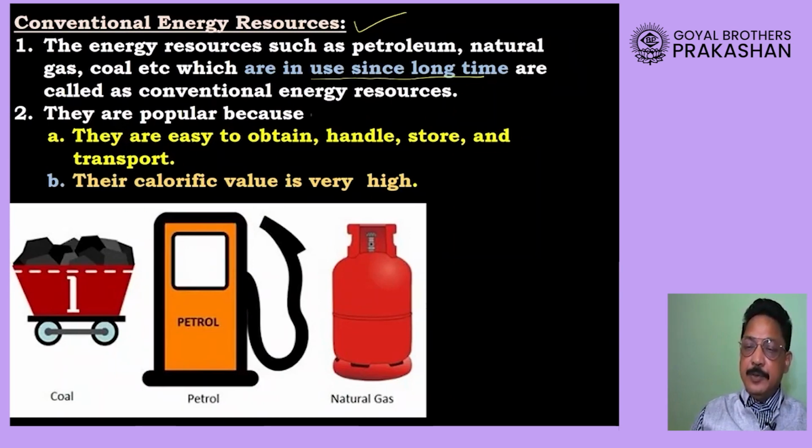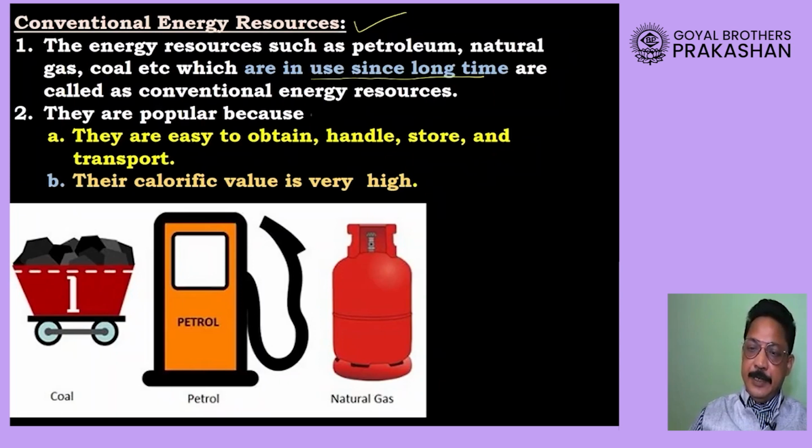And why are they used on a very large scale, as well as for a long period of time, dear student? The reason is very simple. These energy resources are easy to obtain. For example, if I want to cook food, I can easily get kerosene, I can easily get cooking gas, that means LPG gas. But if I want to cook food during night time using a solar cooker, it's not possible. It means conventional energy resources are easily available, readily available.